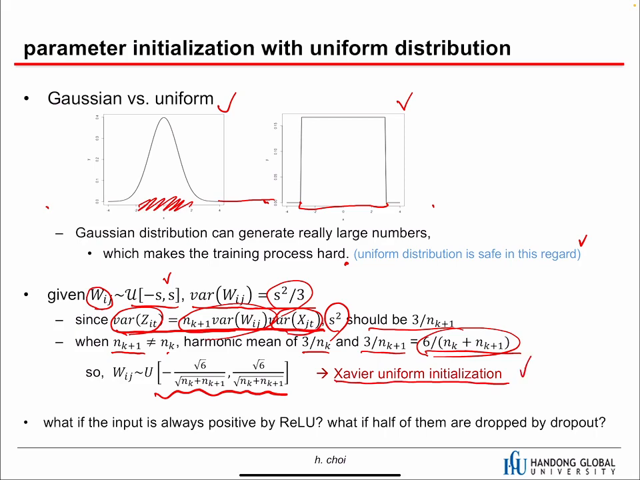But there are a couple of questions that you have to think about. First, what if the input is always positive because of ReLU? Then we don't have negative input. We always have positive. That changes the distribution of the input.